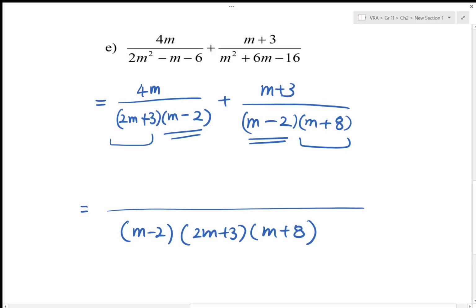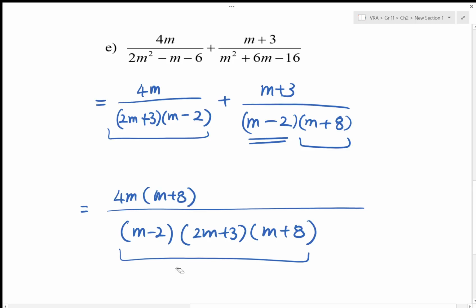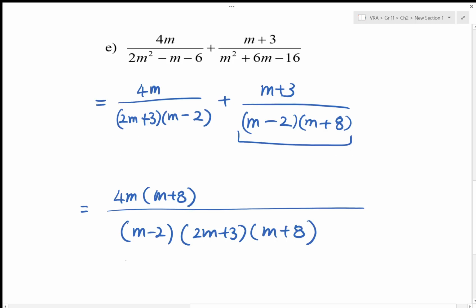So then your job is to compare them. Now from the first one, if you compare that to the whole here, what's missing is the m plus 8, right? So you multiply 4m by m plus 8. Now if you compare this to the whole bottom here, then what's missing is 2m plus 3. So you have plus m plus 3 times 2m plus 3.